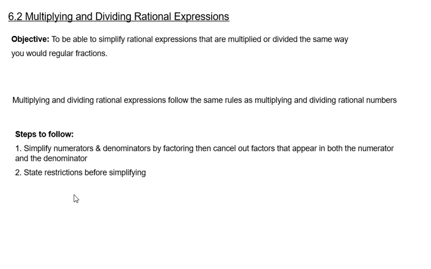So our steps to follow are going to be to always simplify the numerators and denominators by factoring first. Then we're going to cancel out the factors that appear in both the numerator and the denominator. But one thing we have to remember is that we're always going to state the restrictions before we simplify.